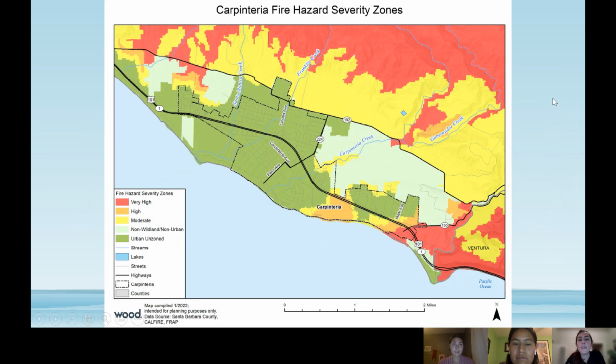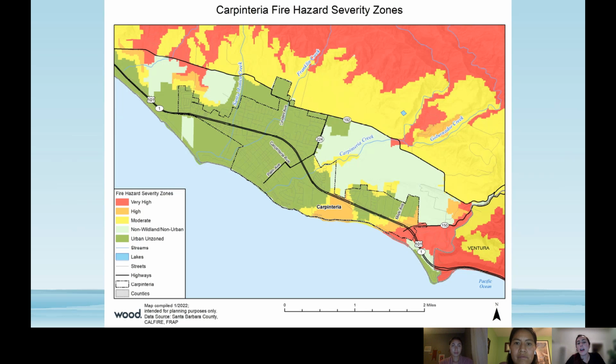Here's a map showing the fire hazard severity zones in the city of Carpinteria. The red color are high, very high fire hazard severity zones. Orange are high areas, yellow is moderate, and the green are urban areas or non-wild and non-urban areas. And you should note that much of this red area burned in the Thomas fire in 2018.